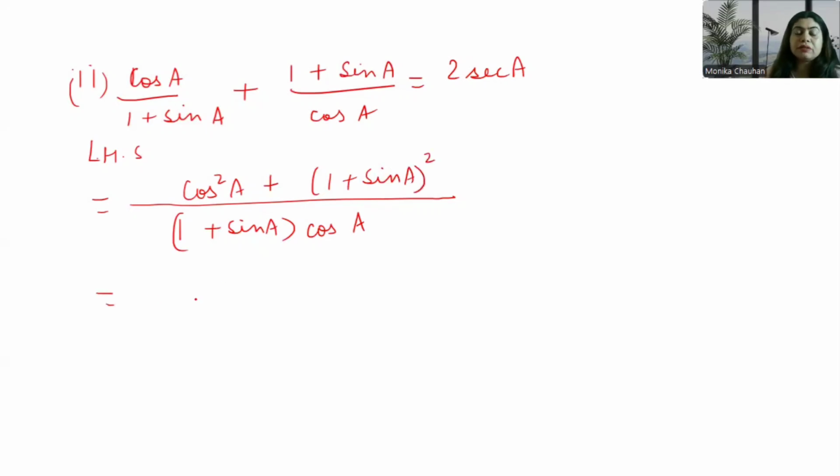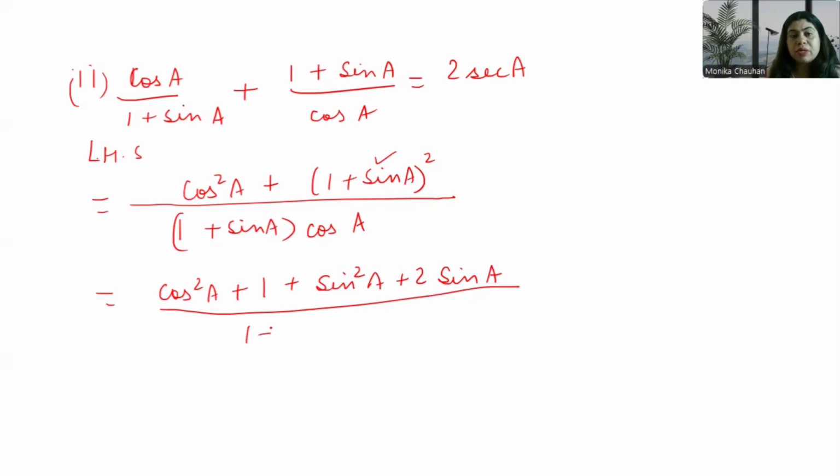How do I solve it further? I have to use the identity (a plus b) whole square in this: a square plus b square plus 2ab, which is 2 sine A, upon 1 plus sine A cos A. Now, you have to check what you found in the numerator. What did you get in the numerator? Now you have cos square A. I'm circling it. I have sine square A.